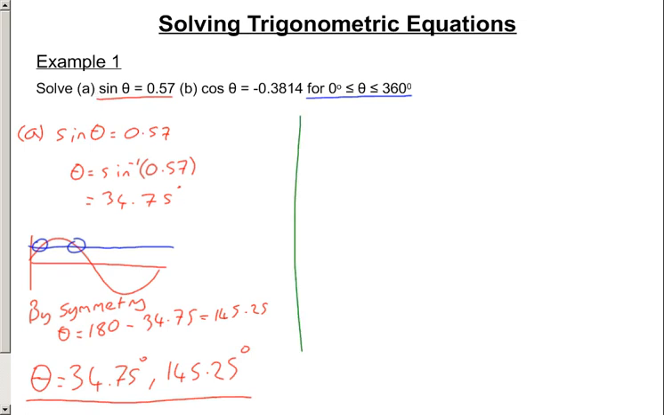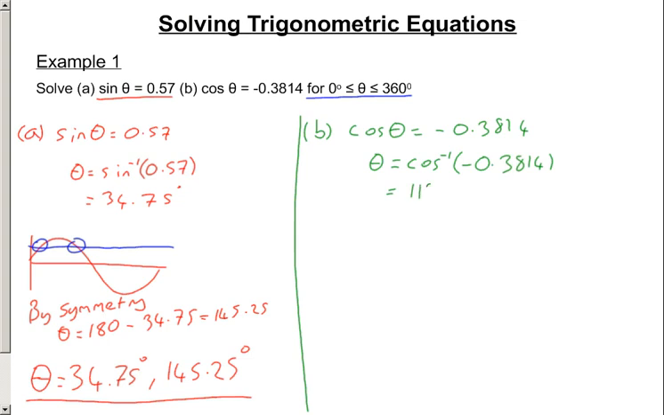For part B, we do much the same thing, but this time it's cos. So we've got cos theta is equal to minus 0.3814. First of all, we do theta is equal to cos inverse of minus 0.3814, and that gives us an answer of 112.42 degrees.